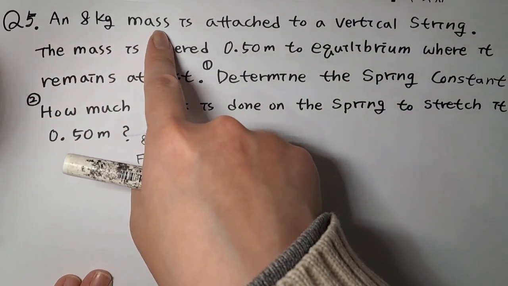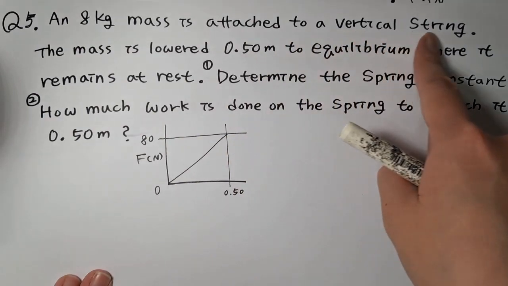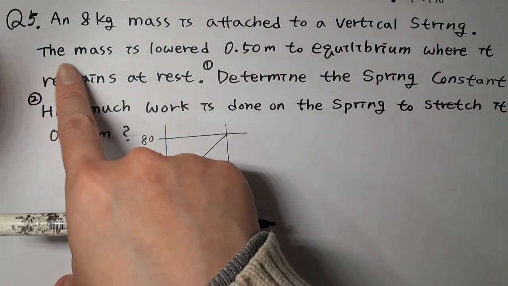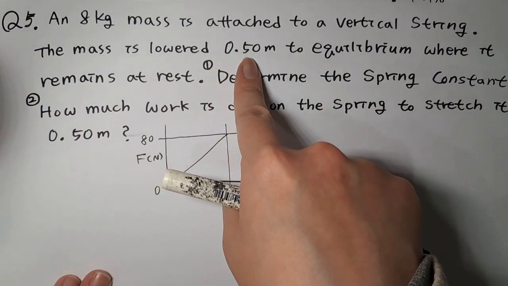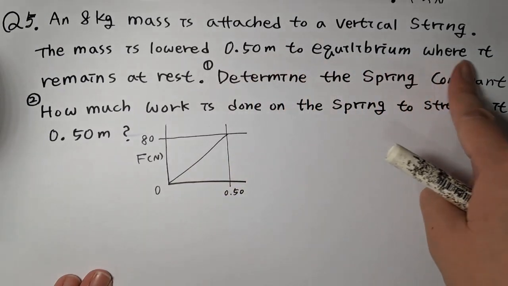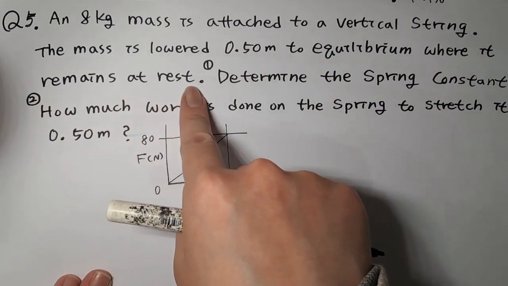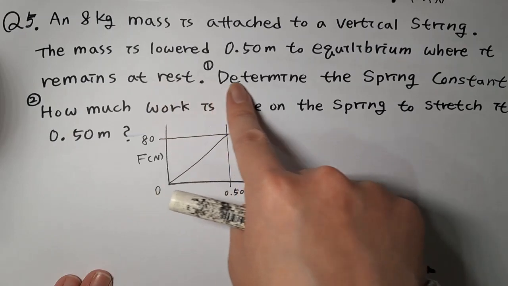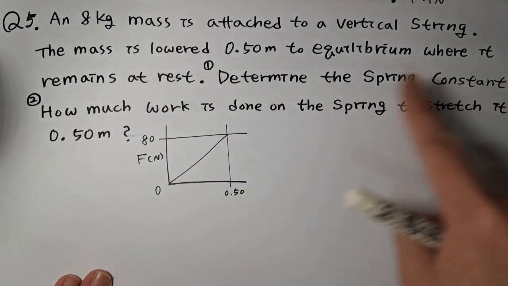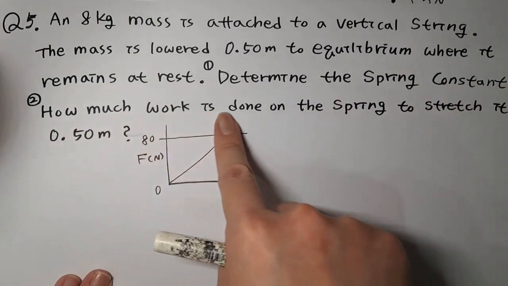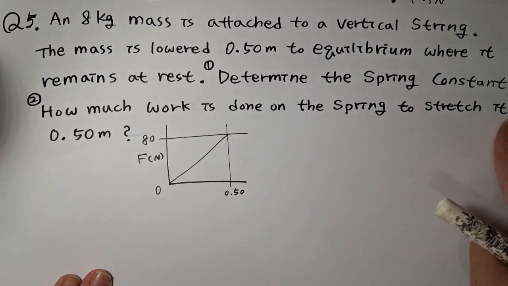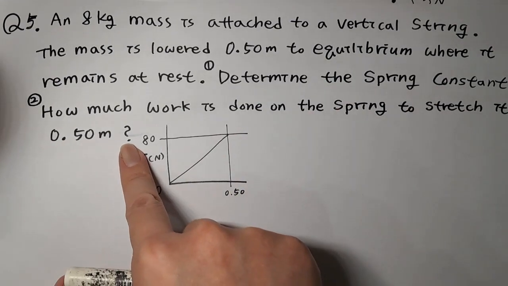An 8 kilogram mass is attached to a vertical spring. The mass is lowered 0.50 meter to equilibrium, where it remains at rest. Determine the spring constant. How much work is done on the spring to stretch it 0.50 meter?